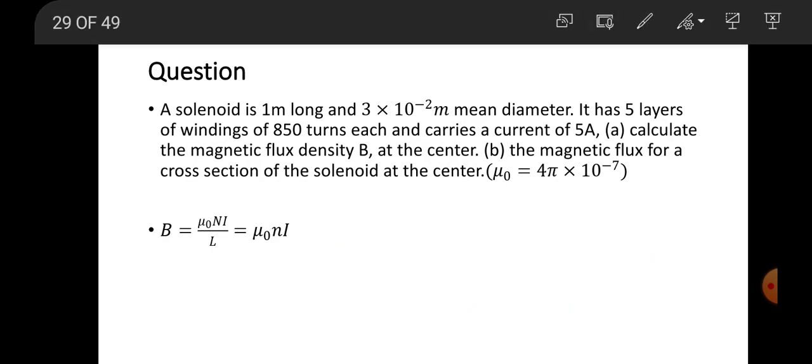Now let's see another question here. This is also for a solenoid. A solenoid is 1 meter long and 3 times 10 to the power minus 2 meters mean diameter. Okay, it has 5 layers of windings. We take note of that, and of 850 turns each, and carries a current of 5 amperes. So the A part says calculate the magnetic flux density B at the center.